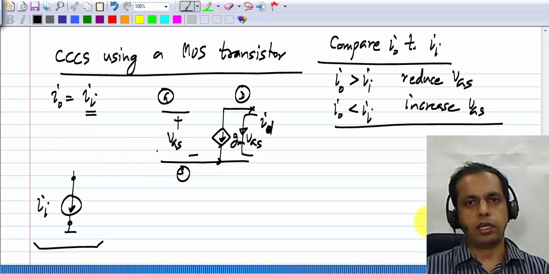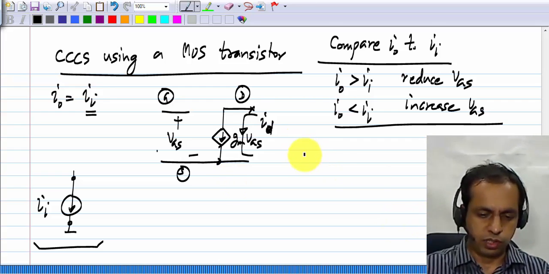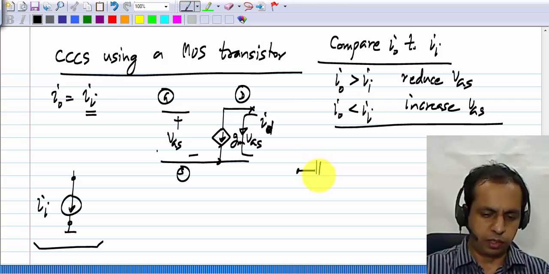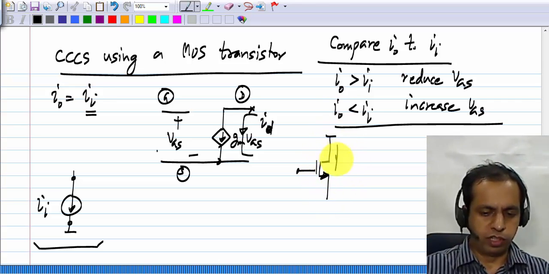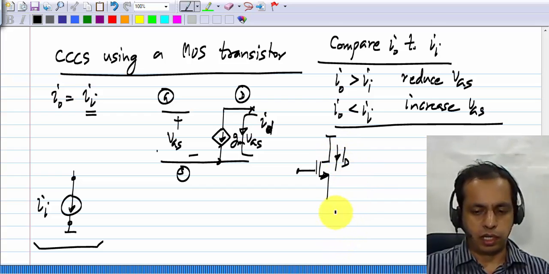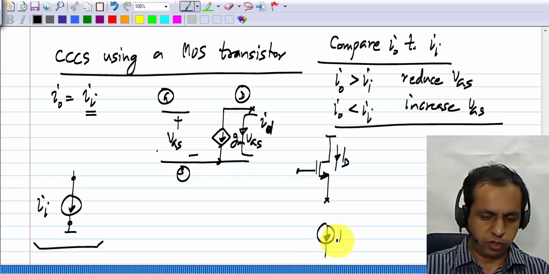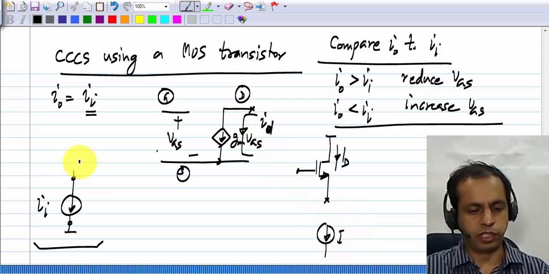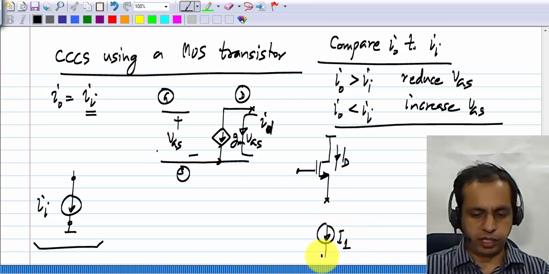Now it turns out that the most convenient way of doing it for signals is to essentially copy the source feedback biasing. Okay. What did we do here? We had a certain drain current ID and we wanted to make it equal to a given current source. Let me call it, just to not confuse with the other I naught, let me call this I1. We wanted to make ID equal to I1.